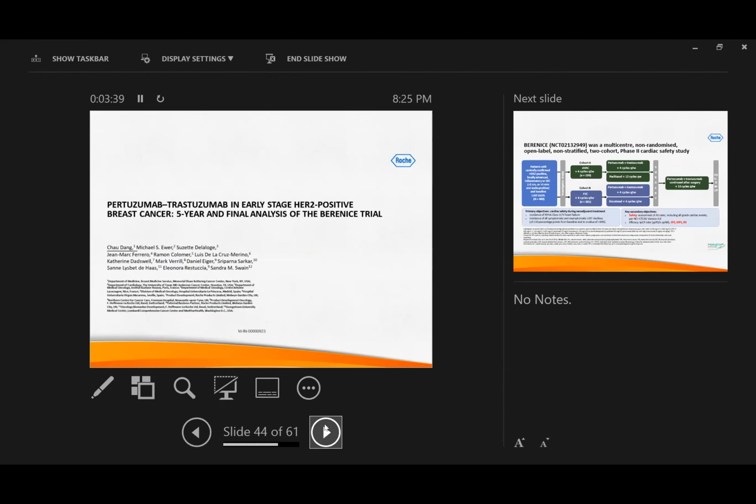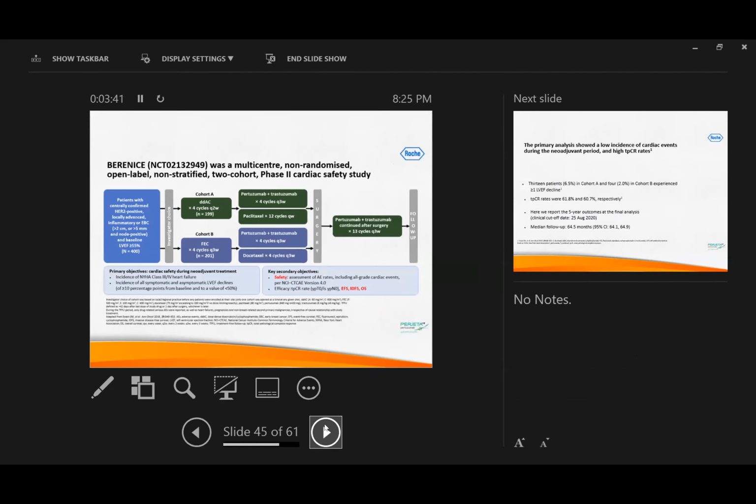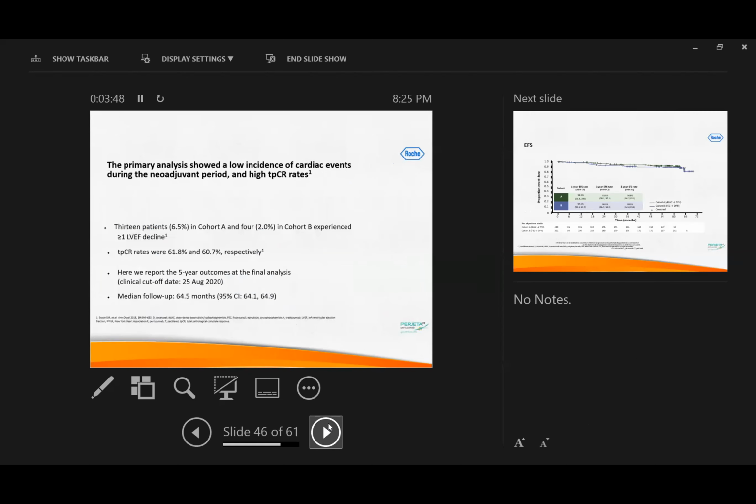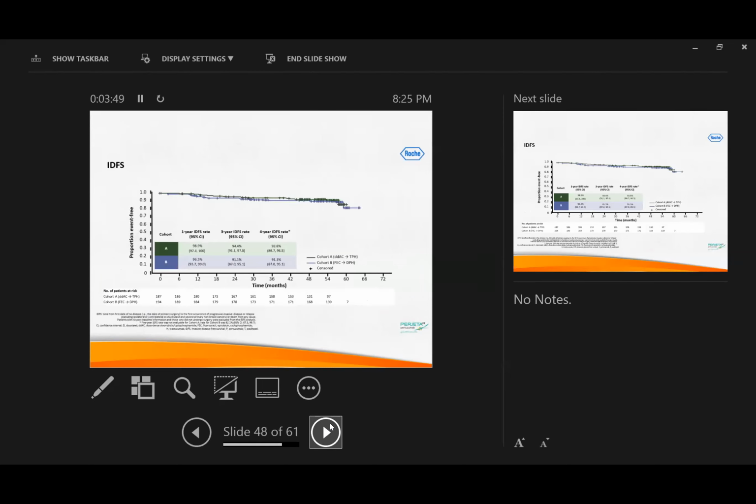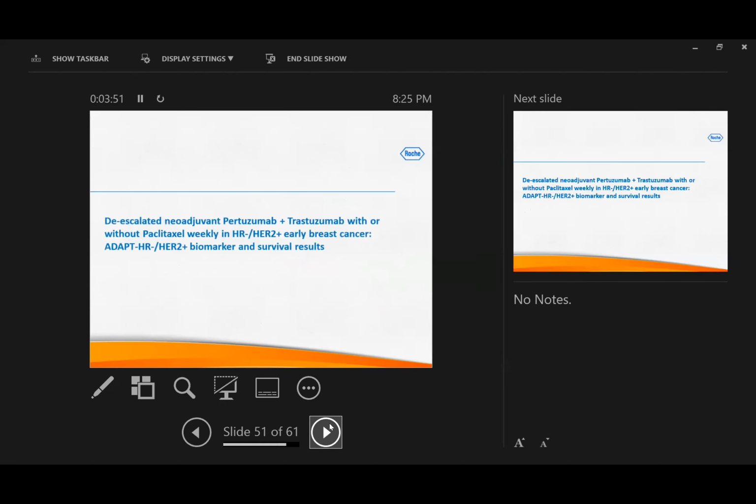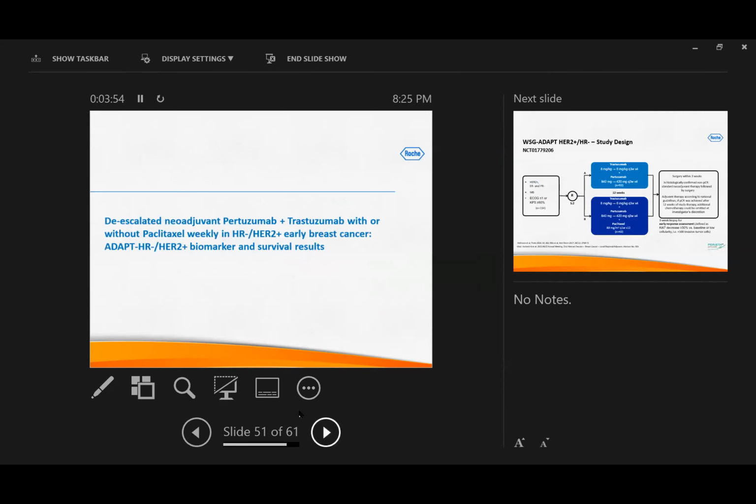So then there were other trials like the BERENICE trial, which was also along these lines, which looked at AC followed by a taxane with pertuzumab and trastuzumab. This was mainly to look at cardiac safety. So I will probably just skip this and go to the last trial, which again looked at a de-escalation strategy while using the dual HER2 blockade.